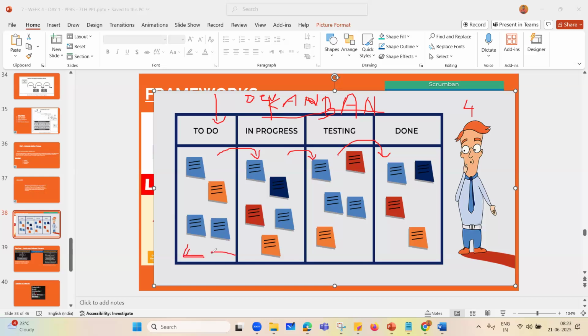How will they move? Left to right. And this is called a Kanban board.